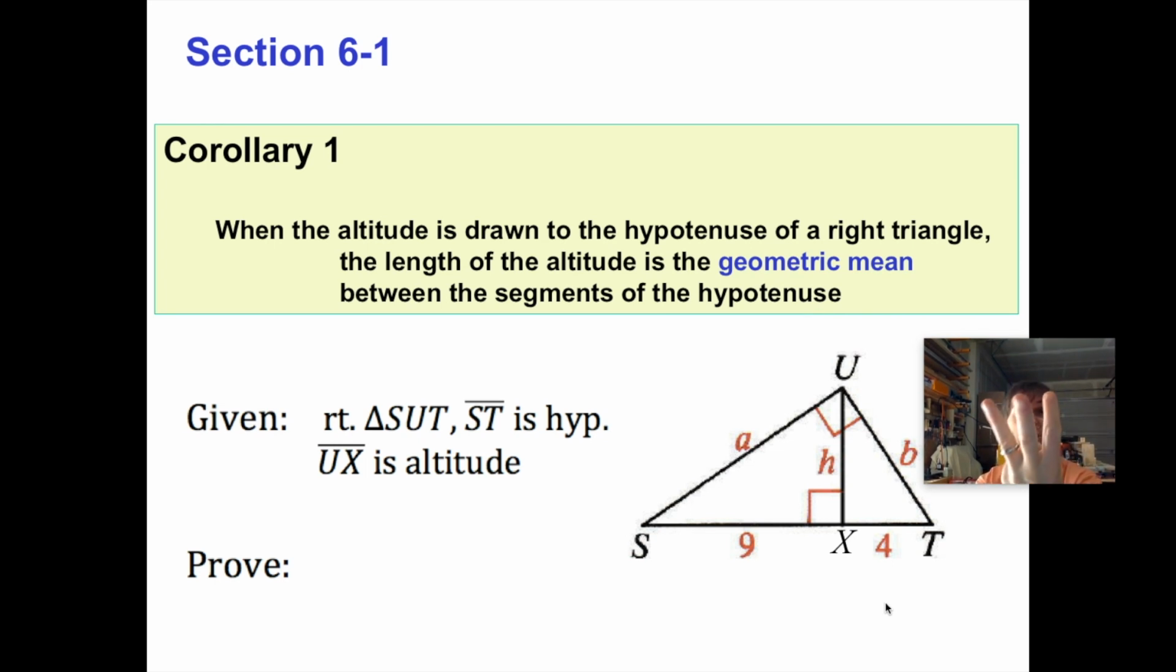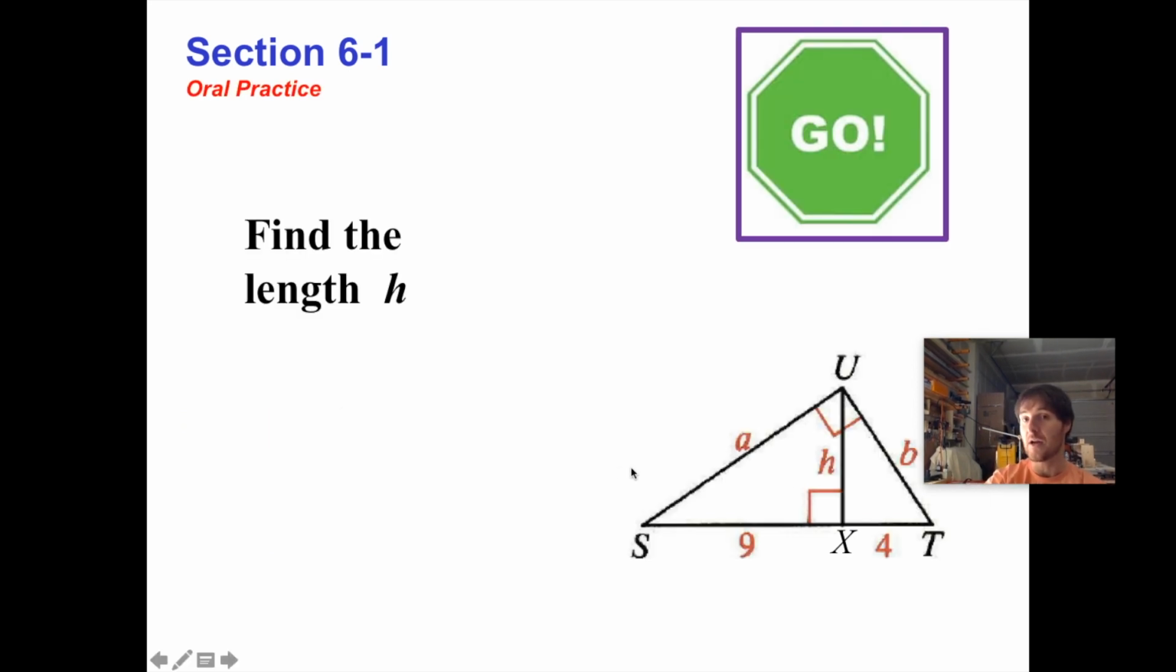Again, with a geometric mean, we should have 3 components in our proportion. We have the length of the altitude. That's our geometric mean. So H goes in our geometric mean position. And then it's the geometric mean between the segments of the hypotenuse. That's a little bit confusing. So hopefully you remember the way I set up the diagram here, right? I had 9 and 4 here because 4 goes to the smaller side of SXU, goes to H. And 9 goes to the longer side because that's the longer leg of that triangle.